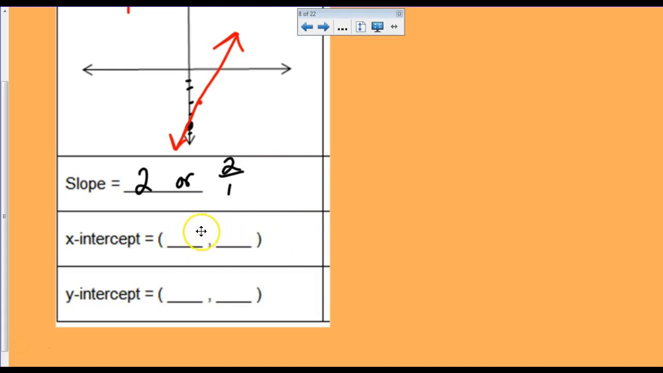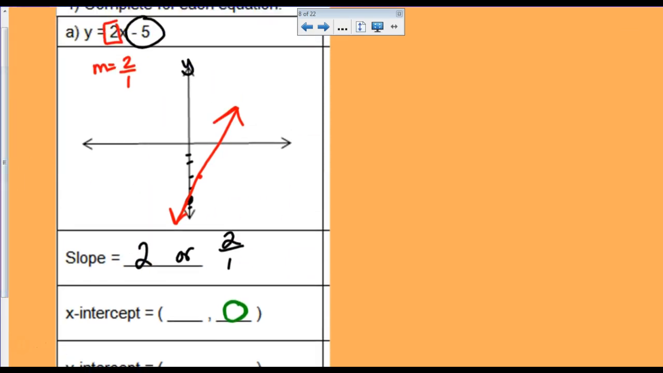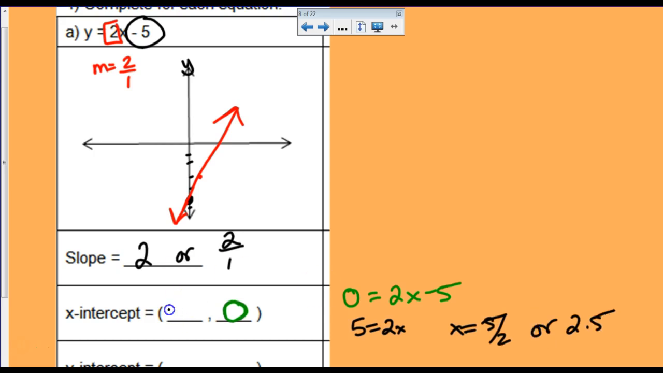But since I can't see the x-intercept exactly, what I'm going to do is calculate the x-intercept because I know at the x-intercept, the y value is 0. So I'm going to go back to our equation, and I'm going to substitute in a 0 for the y. So instead of y equals 2x minus 5, I'm going to say 0 equals 2x minus 5, and then I'm going to solve that. So adding 5 and then dividing by 2, you can either say it's at 5/2 or 2.5, and that's our x-intercept. I'm going to say 2.5. I'll be honest, I would have not guessed 2.5 off my picture.